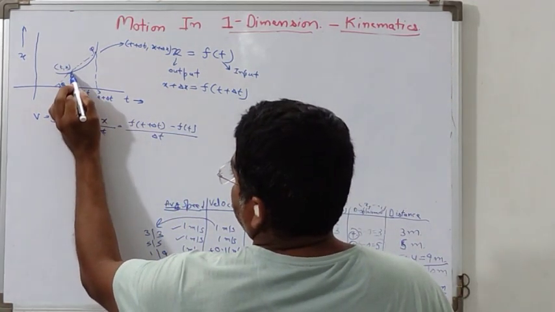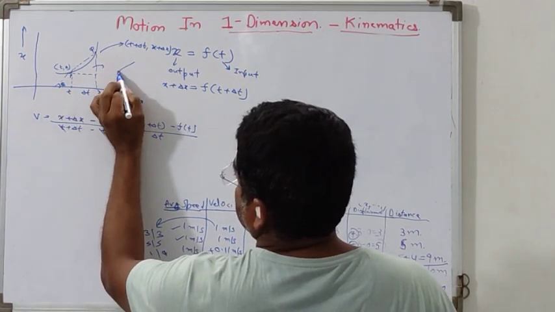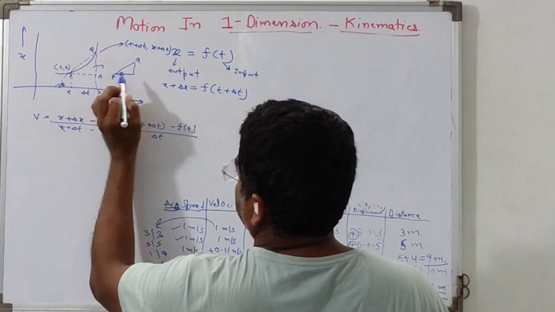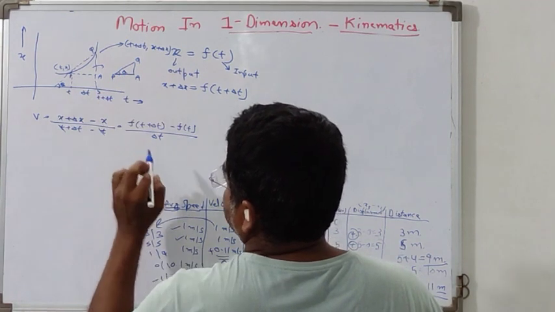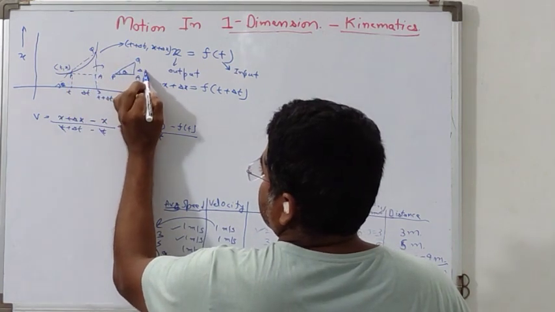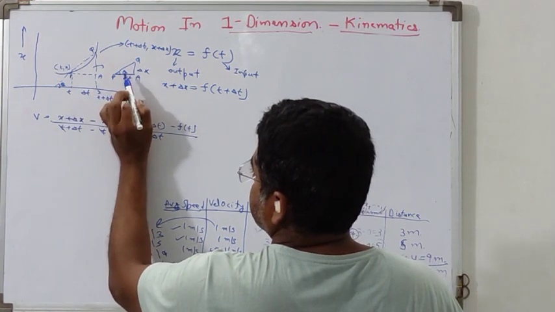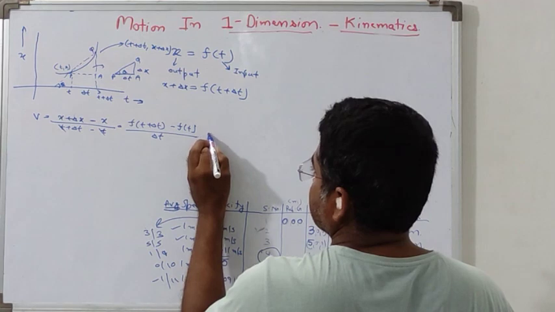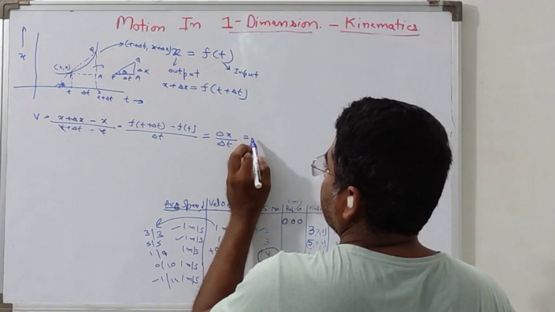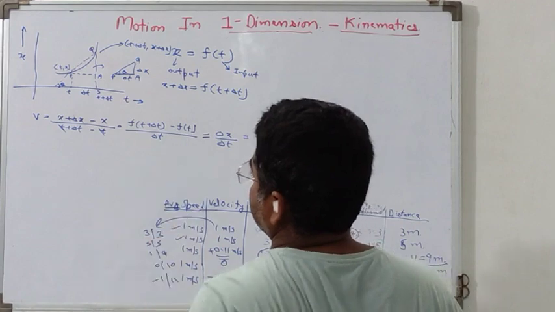Even if you make this right angle triangle, this will be point Q, this will be point P. We assume it to be a point A. This is the angle theta. So you can say this is delta x, the change in position, and this is the change in time, delta t. So we can also write this as delta x by delta t, and that will be equal to tan of theta, because this will be perpendicular, this will be base.